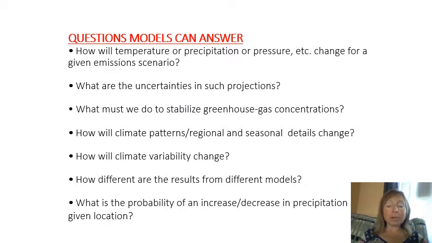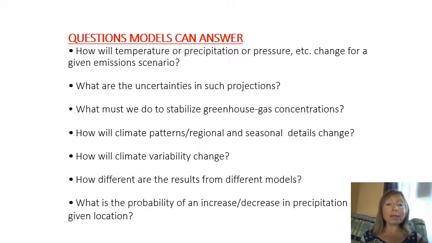Here are some examples of the questions that models can help us to answer. How will temperature or precipitation or atmospheric pressure or any other variable that is describing weather today, how is it going to change for a given emission scenario under new climatic conditions? What are the uncertainties of those projections? What should we do in order to stabilize carbon emissions into the atmosphere, and how can we stabilize the concentrations under those future scenarios of carbon emissions?